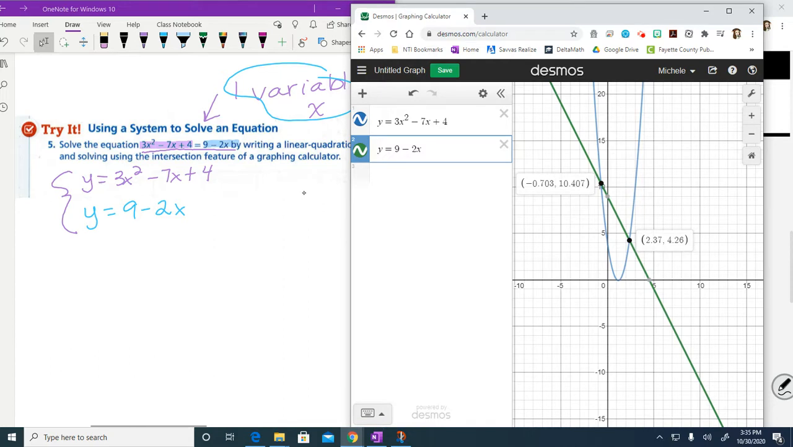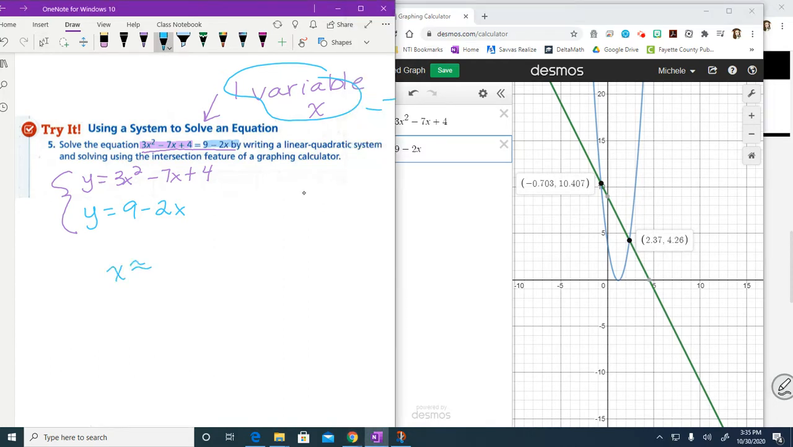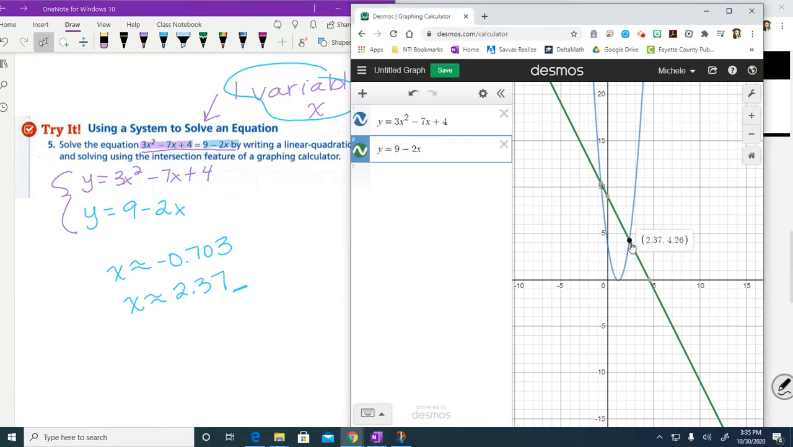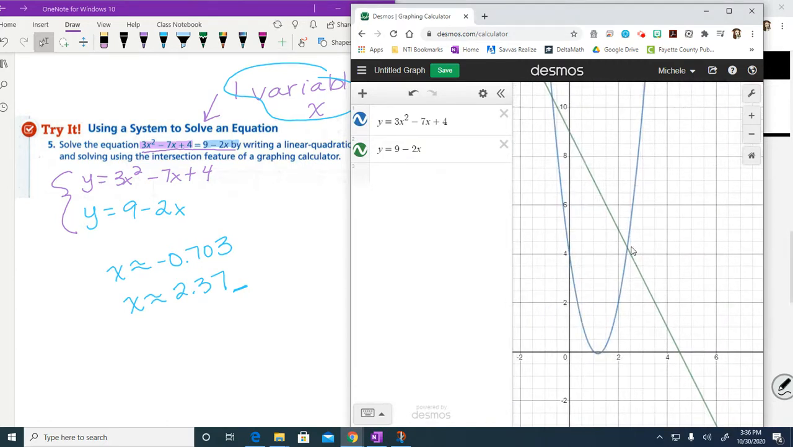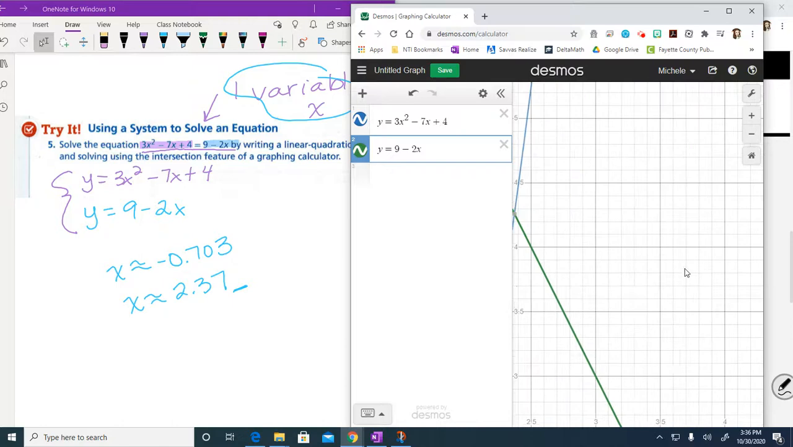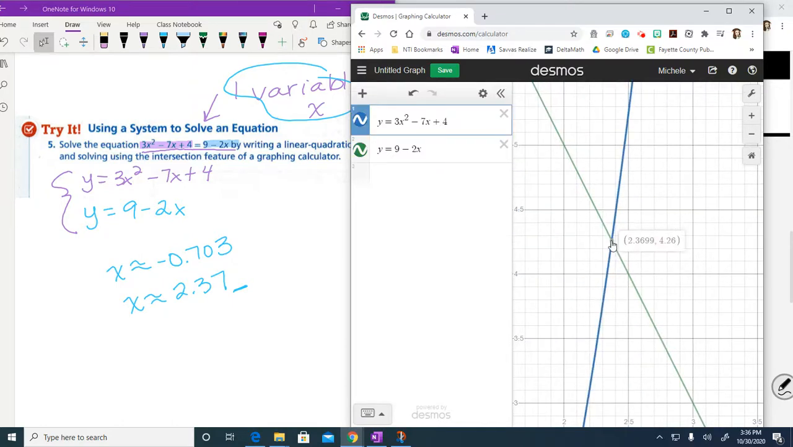So I am going to write that x is approximately negative 0.703 and x is approximately 2.37. Sometimes MyMathLab is going to ask you to give 3 decimal places or even more. So remember to get an extra decimal place, you should be able to zoom in and you'll see more decimal places for the intersection point.